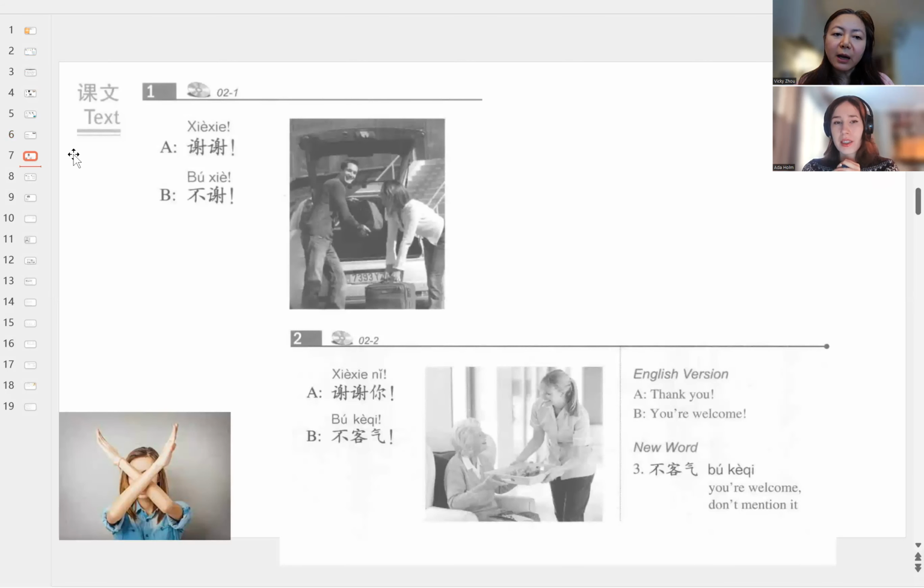好的. And then the text part is quite easy. We review quickly. Text one. 谢谢. 不谢. The same thing like 不客气. Here, you can say 不客气, 不谢. You're welcome 的意思. 不谢. 第二个. 谢谢你. 不客气. You are welcome. 好. This part I pass. Okay, we pass.